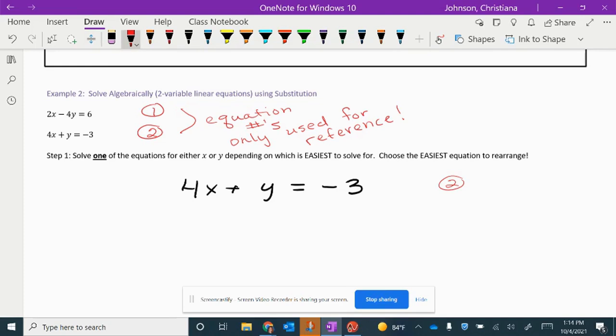We can use substitution. Substitution means that we're going to solve one of our equations for one of the variables and then use that to substitute into the second equation. So I'm going to try to get y by itself. And to do that, I'm going to move the 4x just like I did on the previous example. Bringing down my y equals negative 4x minus 3.